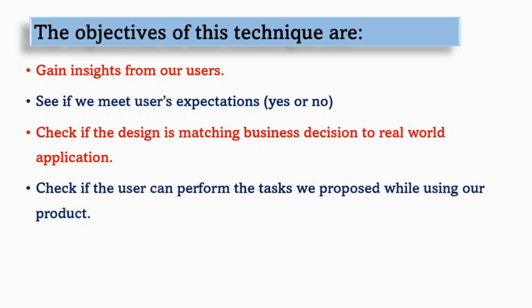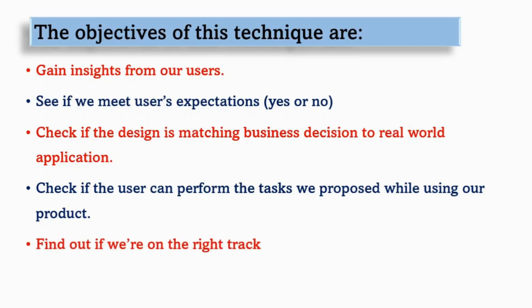Now the next objective: check if the user can perform the tasks we proposed while using our product. Suppose you designed a website and you tell the user to go to the blog section. Is the user able to find the blog section, the contact us section? That is one of our objectives: whether users are performing the task appropriately as per our suggestion.